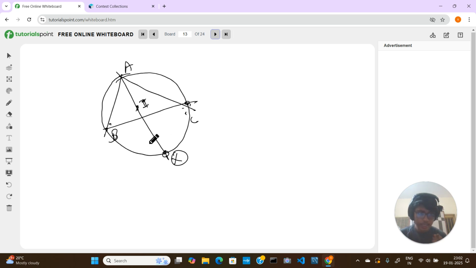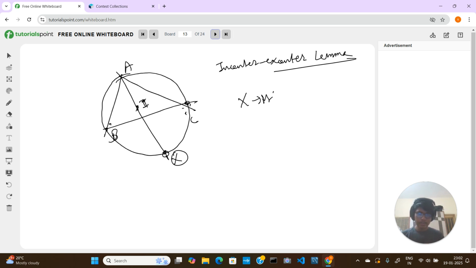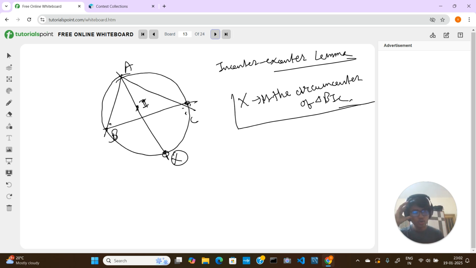And what are the nice things that you know about X? Basically, by the incenter-excenter lemma, what you know is that X is the circumcenter of triangle BIC. This is a nice thing that you know about this point X.